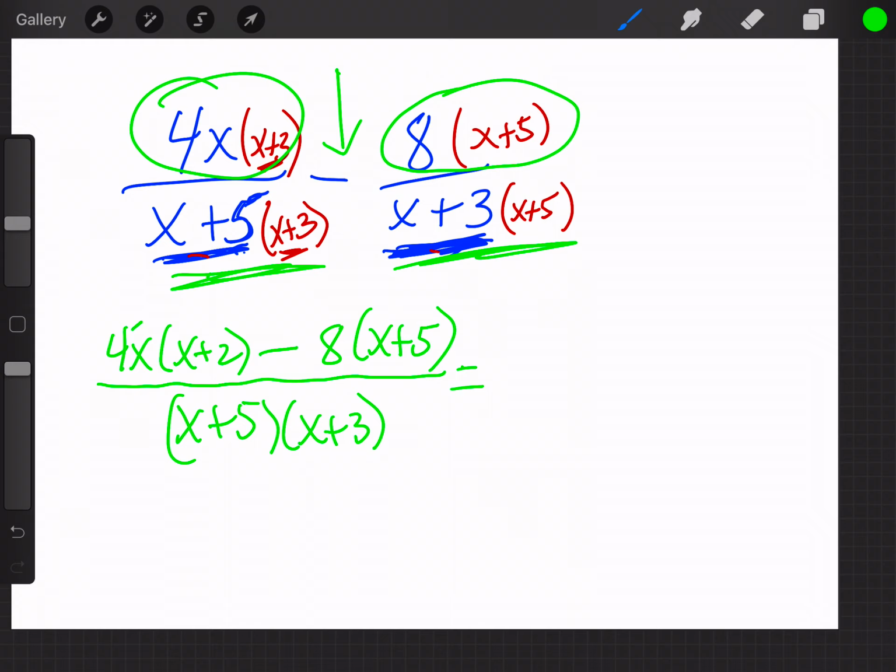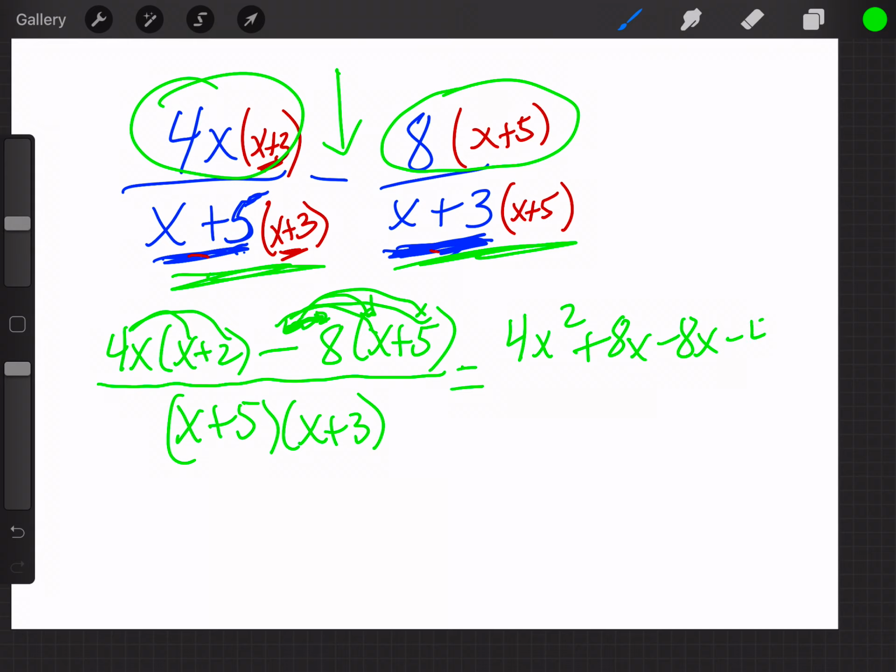So I'm on my top here. That's going to give me 4x squared. That's going to give me an 8x, 4x times 2. And then be careful here. That's negative 8 that you're going to be distributing here and here. So be careful with your signs. So negative 8 times x is negative 8x. And negative 8 times 5 is negative 40.